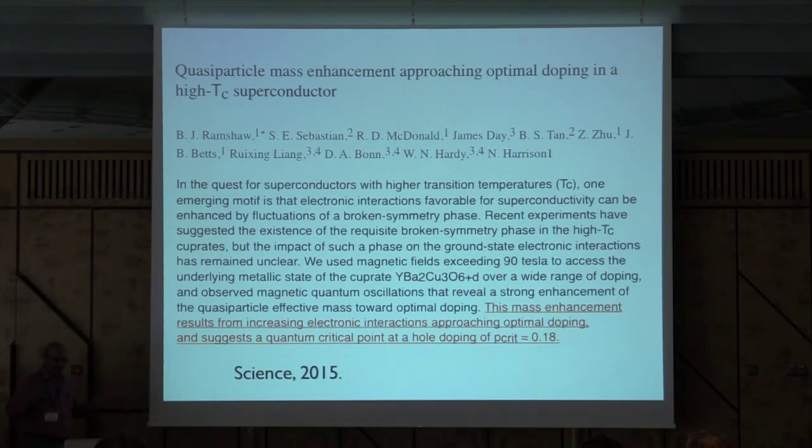So, you know, each one of these different sets of observations are completely different kinds of experiments, but they all seem to point towards something very fundamental happening at 19%, where there's a dramatic change in the ground state of your system.